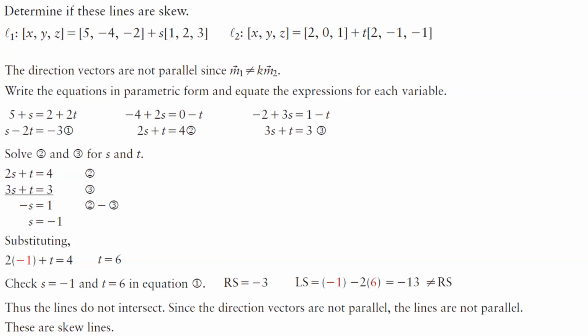Thus, the lines do not intersect. Since the direction vectors are not parallel either, the two lines are not parallel. So if two lines are not parallel and they do not intersect in three-dimensional space, they are called skew lines. So these two lines are skew. Do you have any questions?